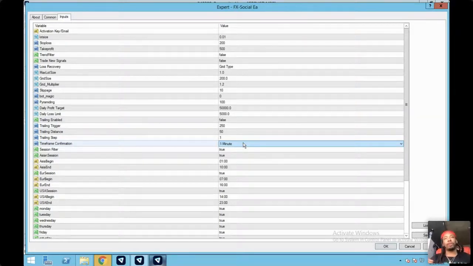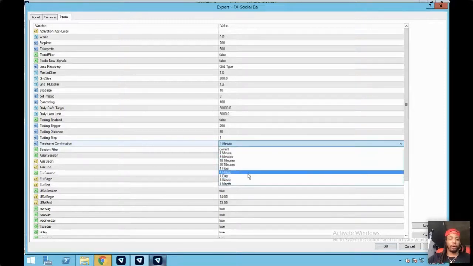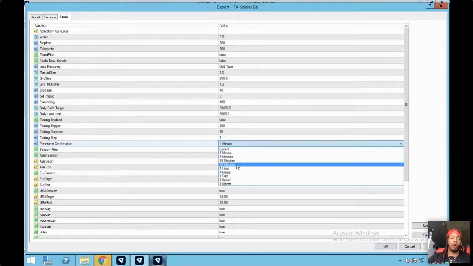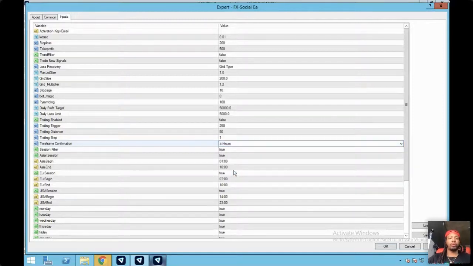So it basically confirms the trend on the higher time frame. So if you're on a 1-minute chart, you don't want to use a 4-hour confirmation because that's too far up from my 1 minute. But if you're on a 1-minute chart, I would use like a 30-minute. If you're on a 5-minute chart, I would use a 1 hour. And if you're on a 30-minute chart, I would use a 4 hour.